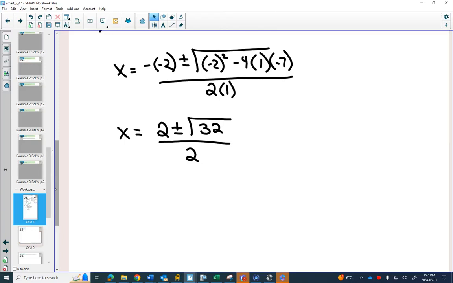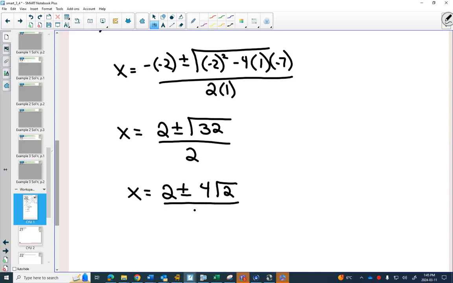So best to just leave it? Maybe, but it's not in simplest form. We have to write our answers in simplest form, which means that our radicals need to be written as mixed radicals. So first of all, this is a right step. 32 is 16 times 2. The square root of 16 is 4, so I can write that as a mixed radical as 2 plus or minus 4 root 2 over 2.